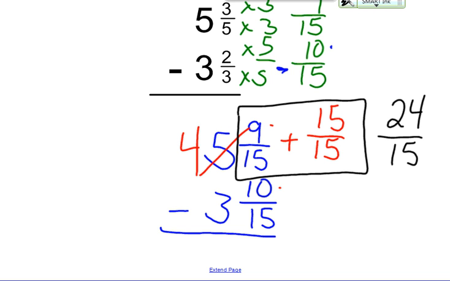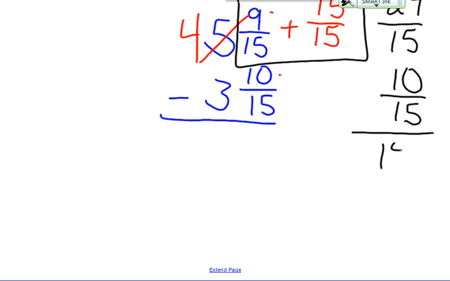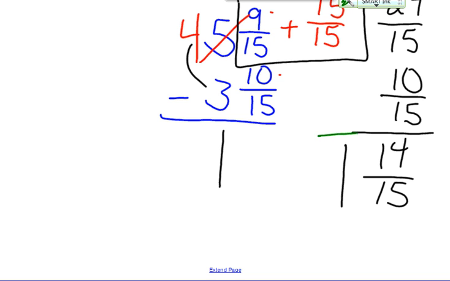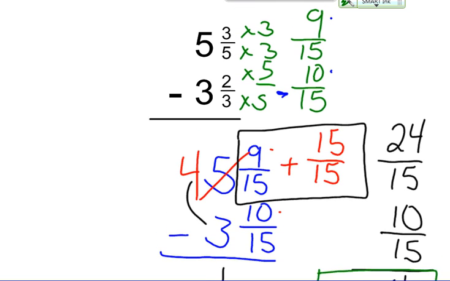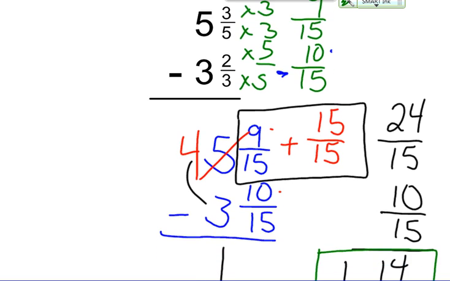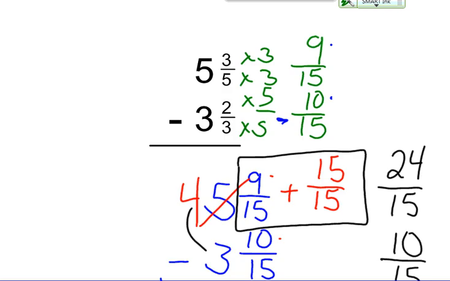Now that I have that, now I can subtract, right? It's going to be 24 minus 10 15ths, which is going to give us an answer of 14 15ths. And now I can go over here and finish. 4 minus 3 is going to give me a 1. And I'm going to put that over here so we can very easily see our answer of 1 and 14 15ths. So we have that example. A few more steps to solve this problem, but we do get our final answer.